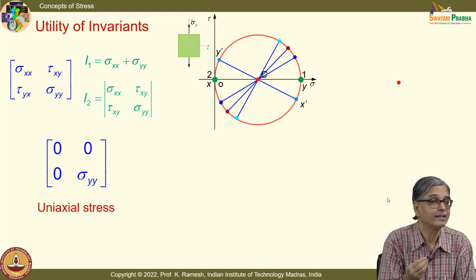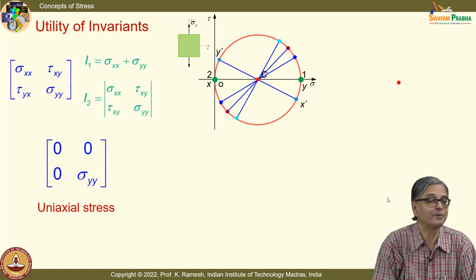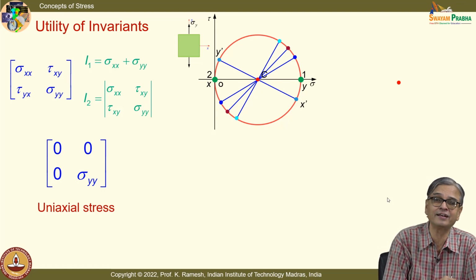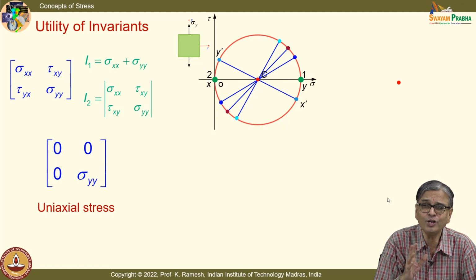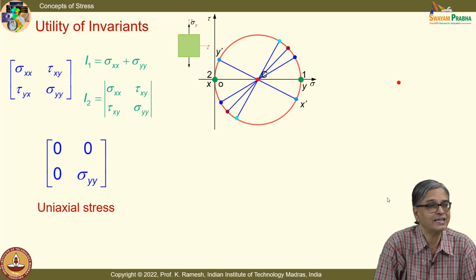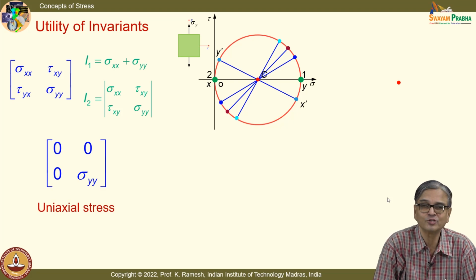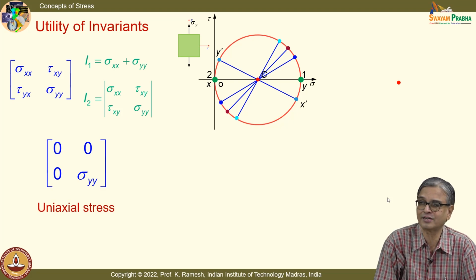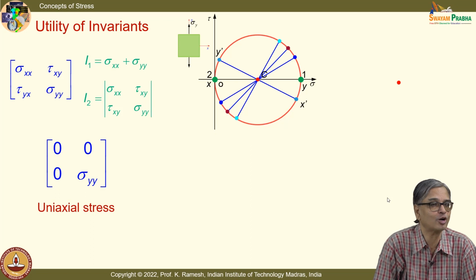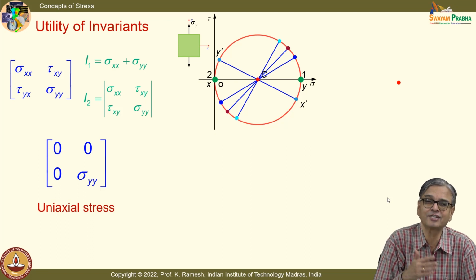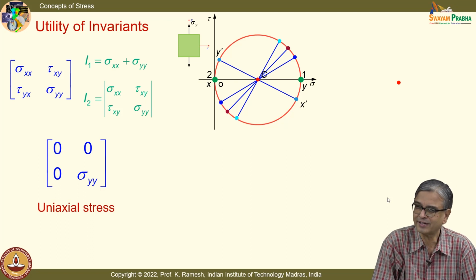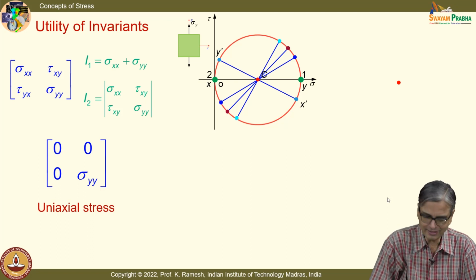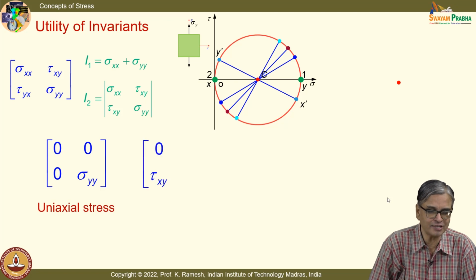Fine. Now tell me, by utilizing the invariants, suppose I give a matrix which is populated, how will you verify whether it is representing a uniaxial state of stress? You have a clue right on your screen. I say that you have to utilize the invariants. Please think about it. Okay. Think about it. And we will also see another important state of stress.